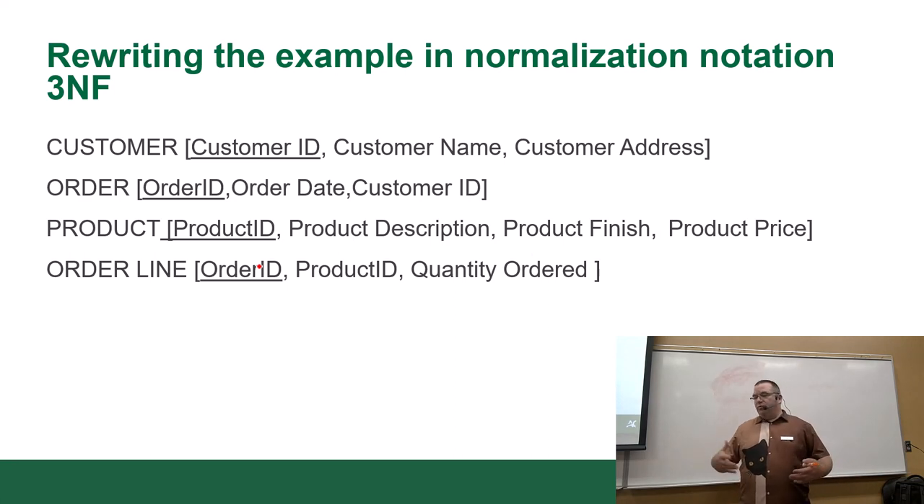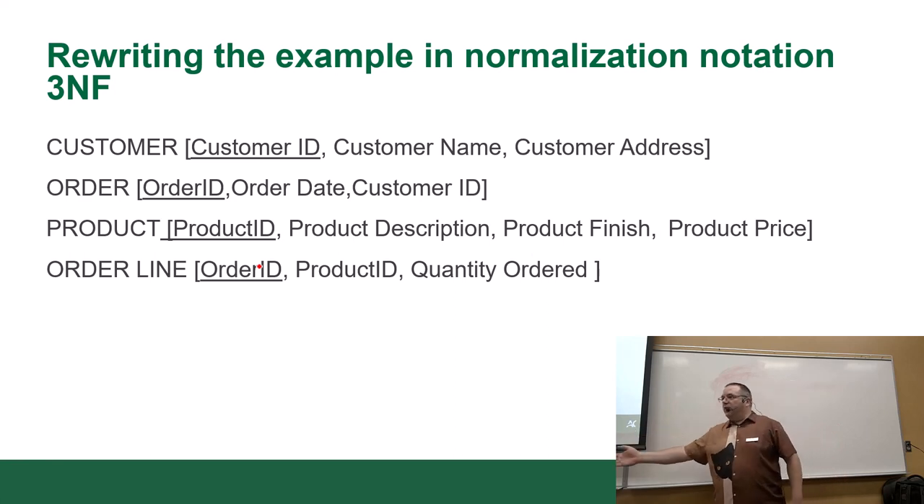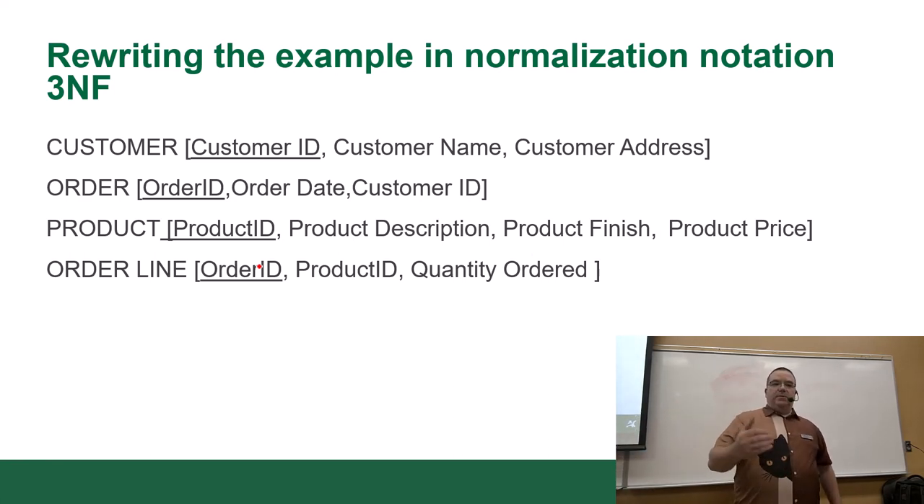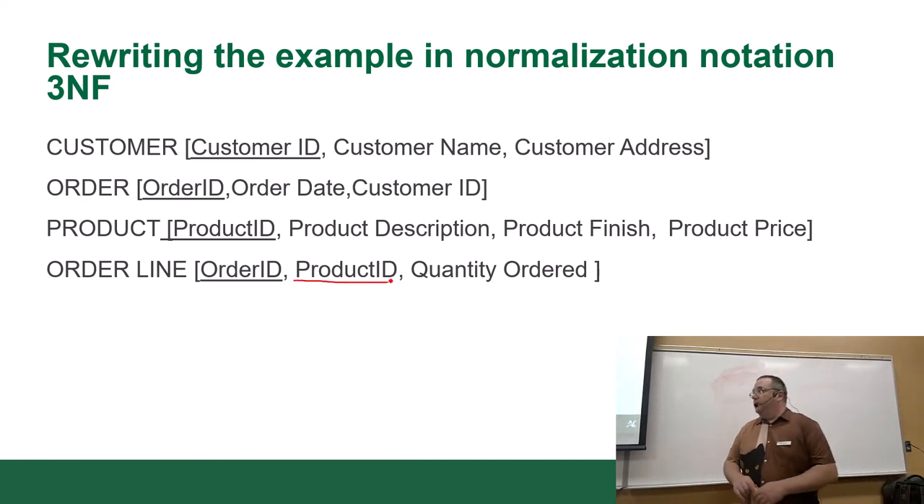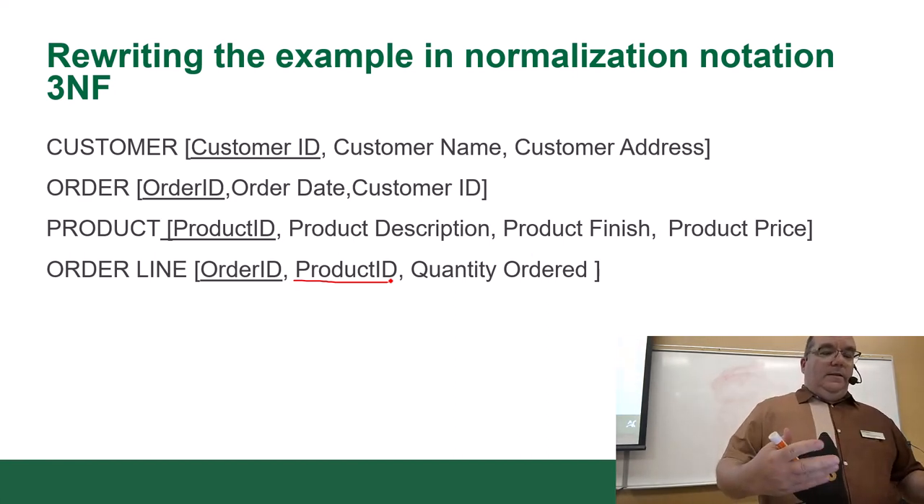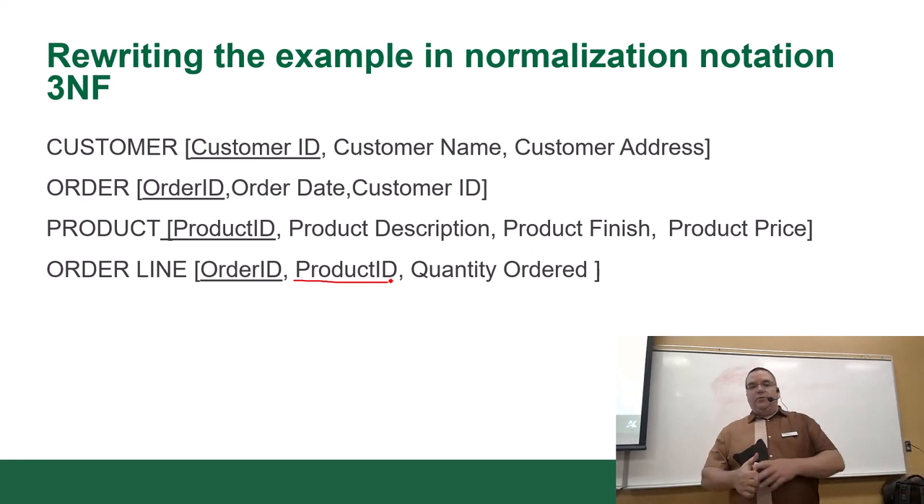We create a customer table, entity, customer ID, name and address. The order no longer has name and address, but we leave behind the customer ID because we still need to know who the customer was. So the order ID determines the order date and the customer ID. And product ID and order line did not change. So product and order line have not changed because they were already in third normal form.